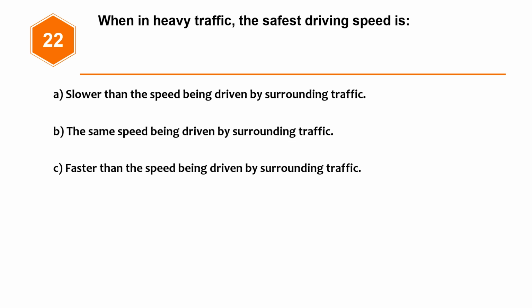Question 22. When in heavy traffic, the safest driving speed is: Option A, slower than the speed being driven by surrounding traffic. Option B, the same speed being driven by surrounding traffic. Option C, faster than the speed being driven by surrounding traffic.